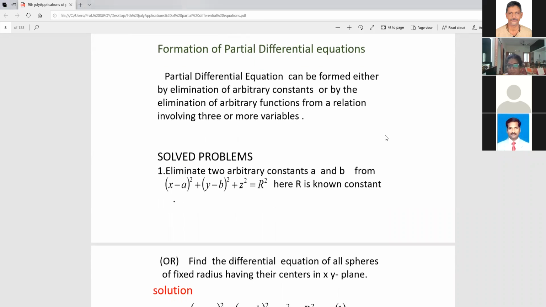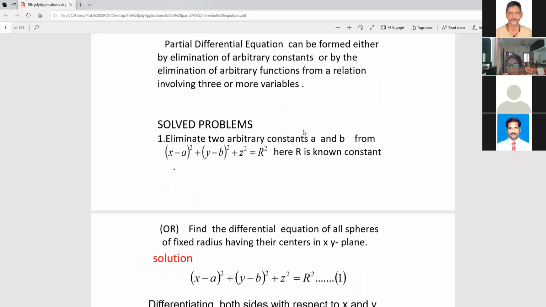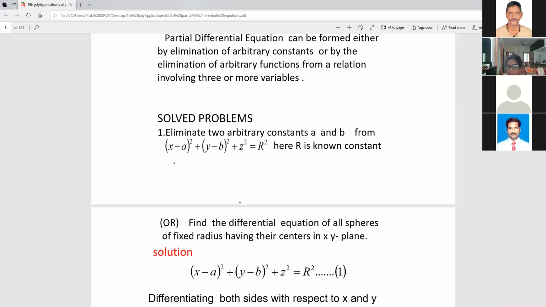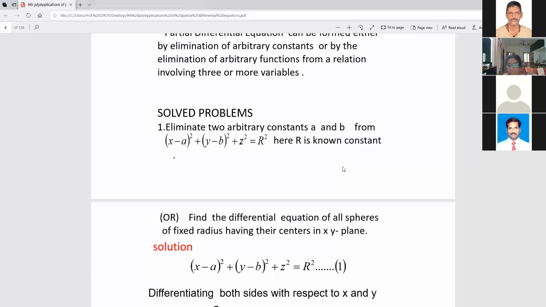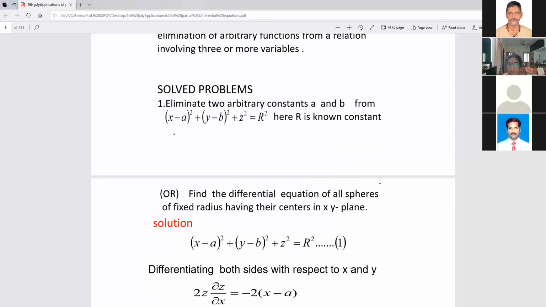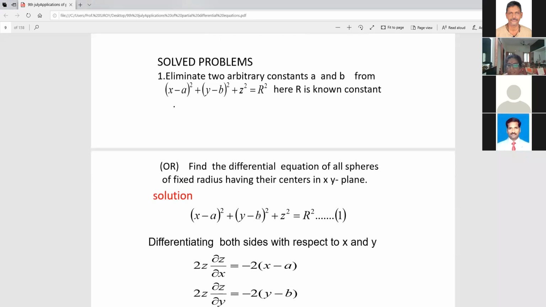PDEs. If you have any arbitrary function involving constants and arbitrary functions also, you can eliminate and get your PDE. So elimination of two arbitrary constants, you might have done for your students. This is a very interesting example: find the differential equation of all spheres of fixed radius having their centers in the XY plane.